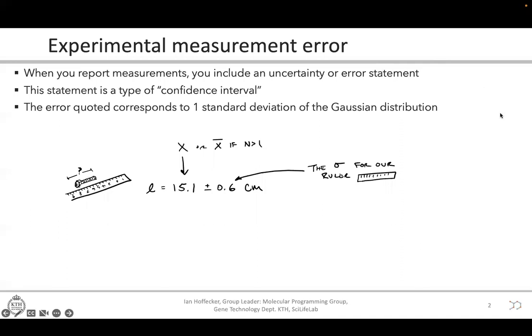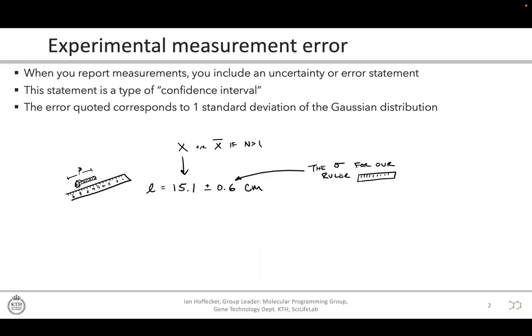So when we're doing an experiment, we produce error. When we report measurements, we want to include how certain we are about those measurements. That usually comes in the form of an uncertainty or error statement. Another name for this is a confidence interval, and usually this corresponds to the standard deviation of a Gaussian distribution.